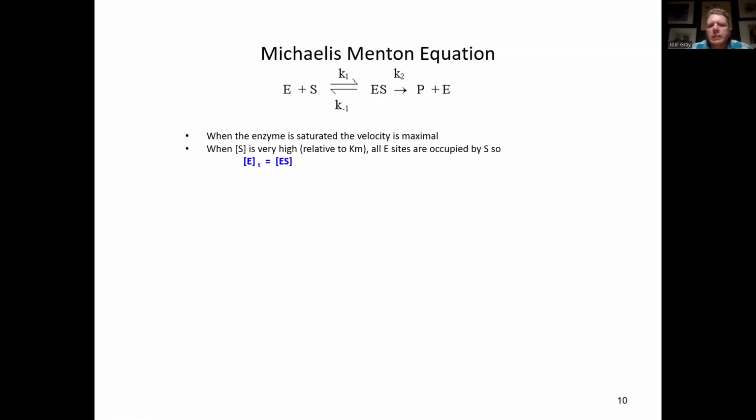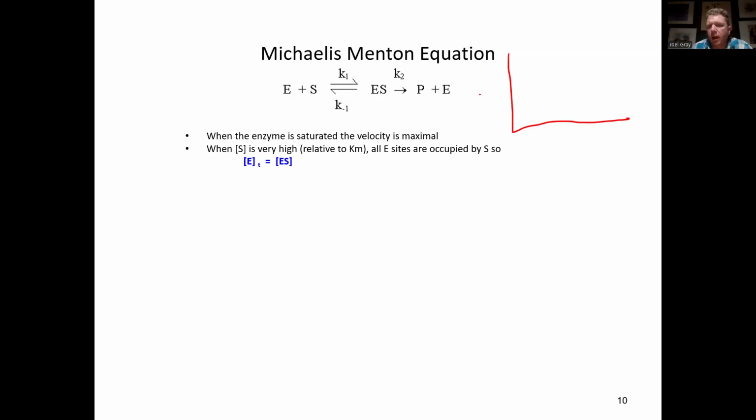So one thing that you can say is that when substrate concentration is very high, all enzyme substrate binding sites are going to be occupied by the substrate. So effectively, whatever amount of enzyme that you have at a given time is equal to the amount of the enzyme substrate complex that you have. Now, here's a couple of things that are worth noting about this Michaelis-Menten equation and this Michaelis-Menten kinetics.